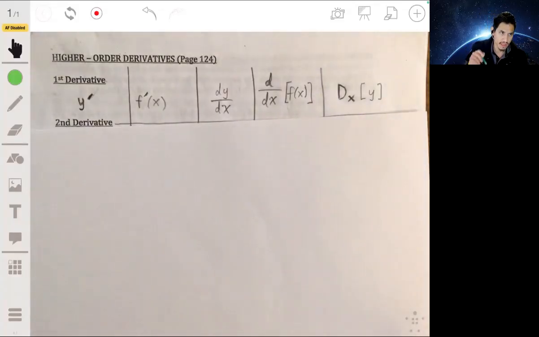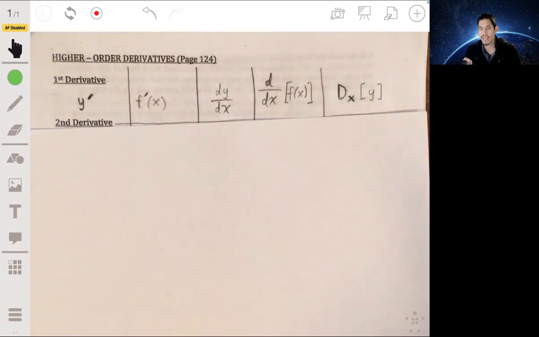Okay, so now in this part of the lesson, we're going to learn about higher order derivatives and how we can use them in real life applications, starting with physics.